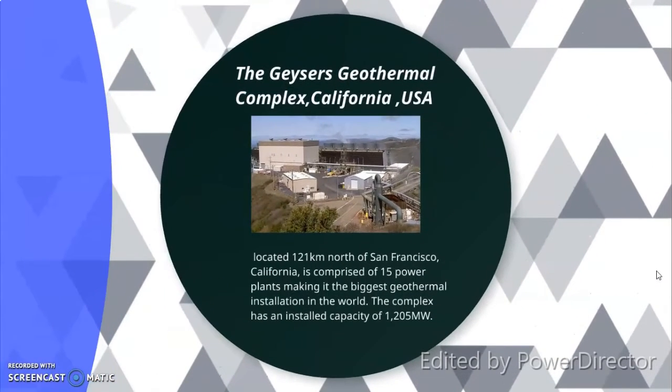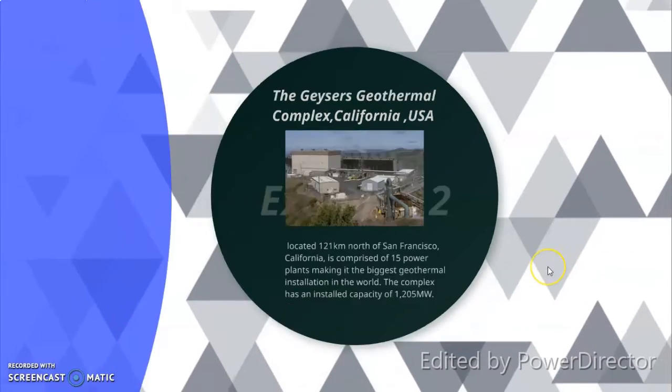The next example is The Geysers geothermal complex in California, USA. It is located 121 km north of San Francisco, California. It comprises 15 power plants, making it the biggest geothermal installation in the world. The complex has an installed capacity of 1,205 MW.